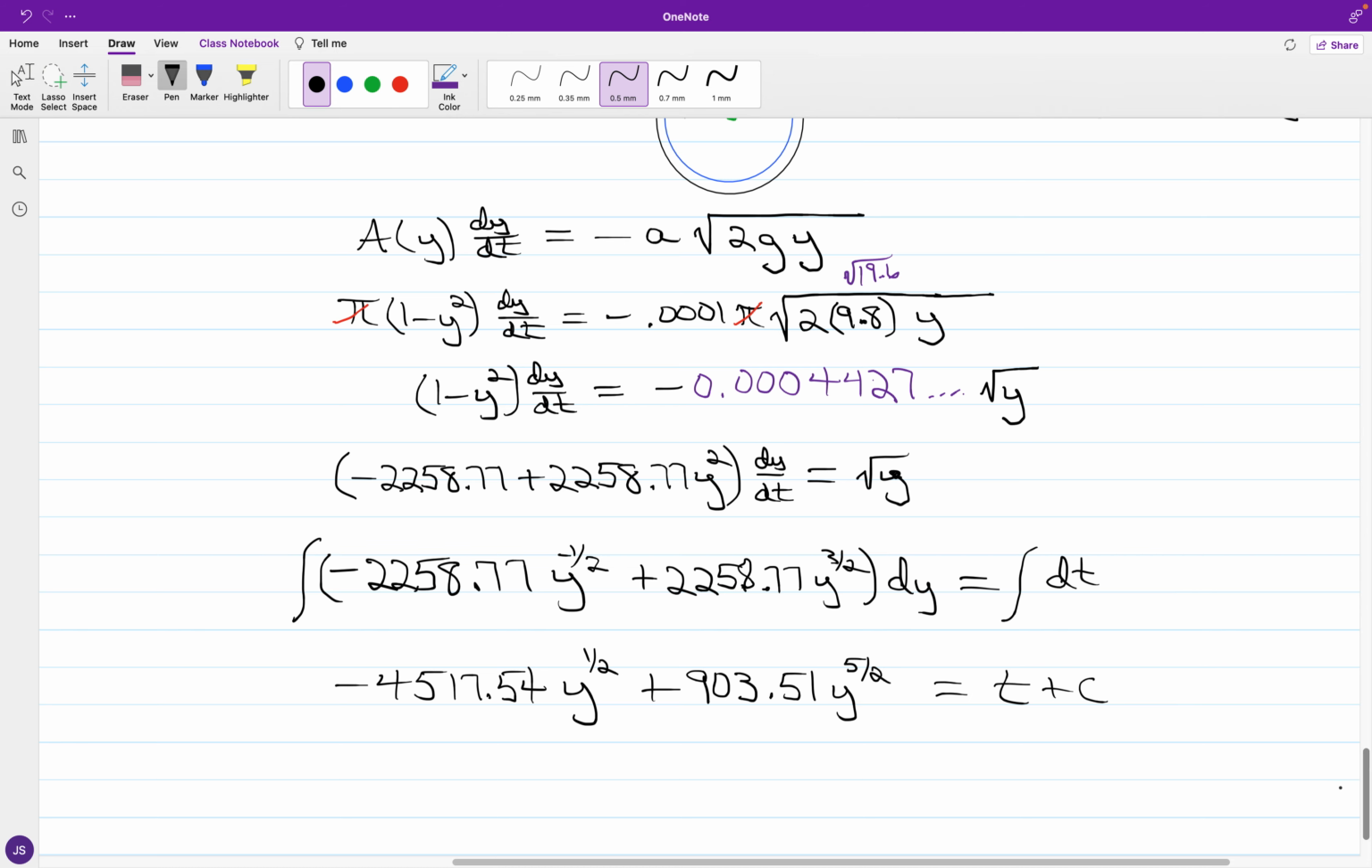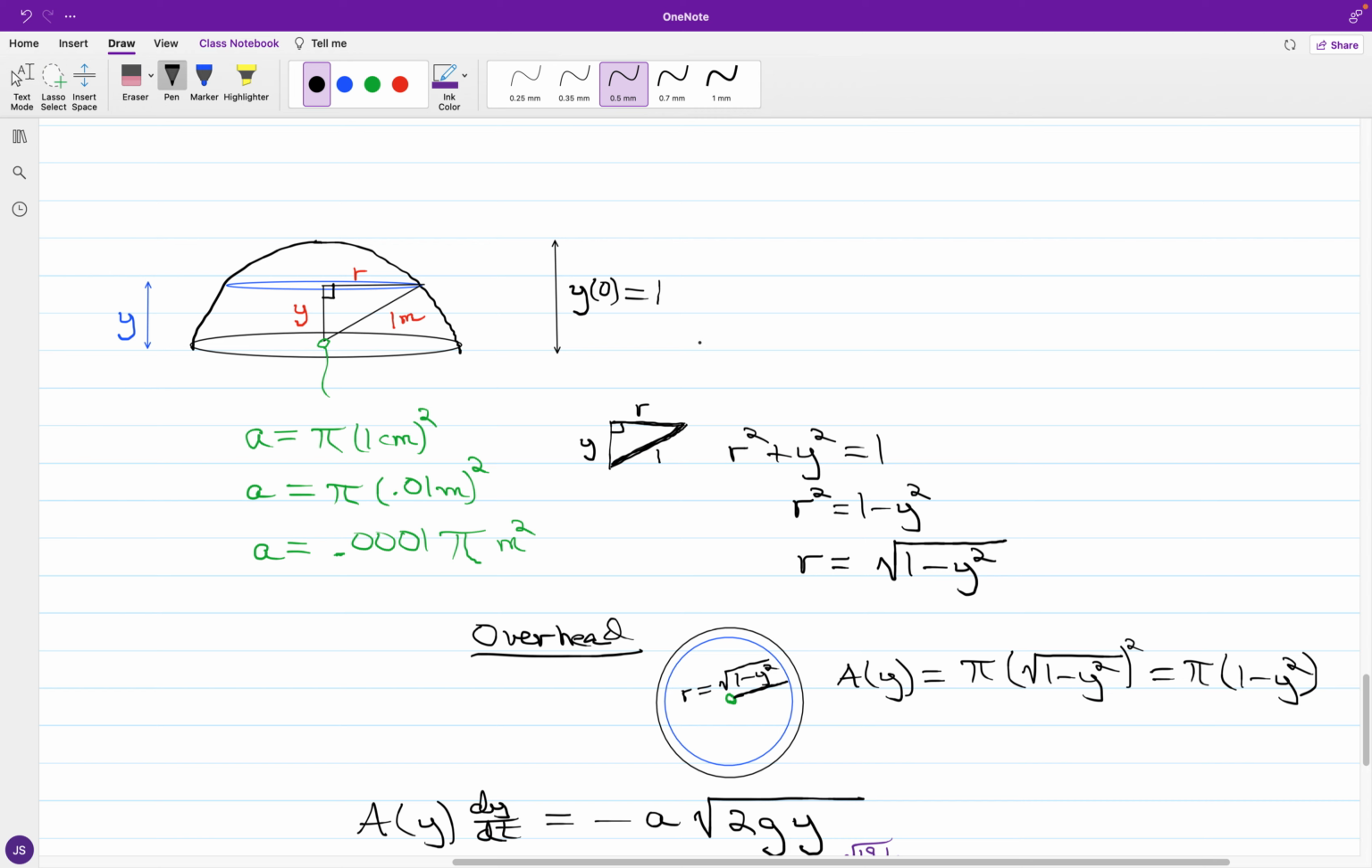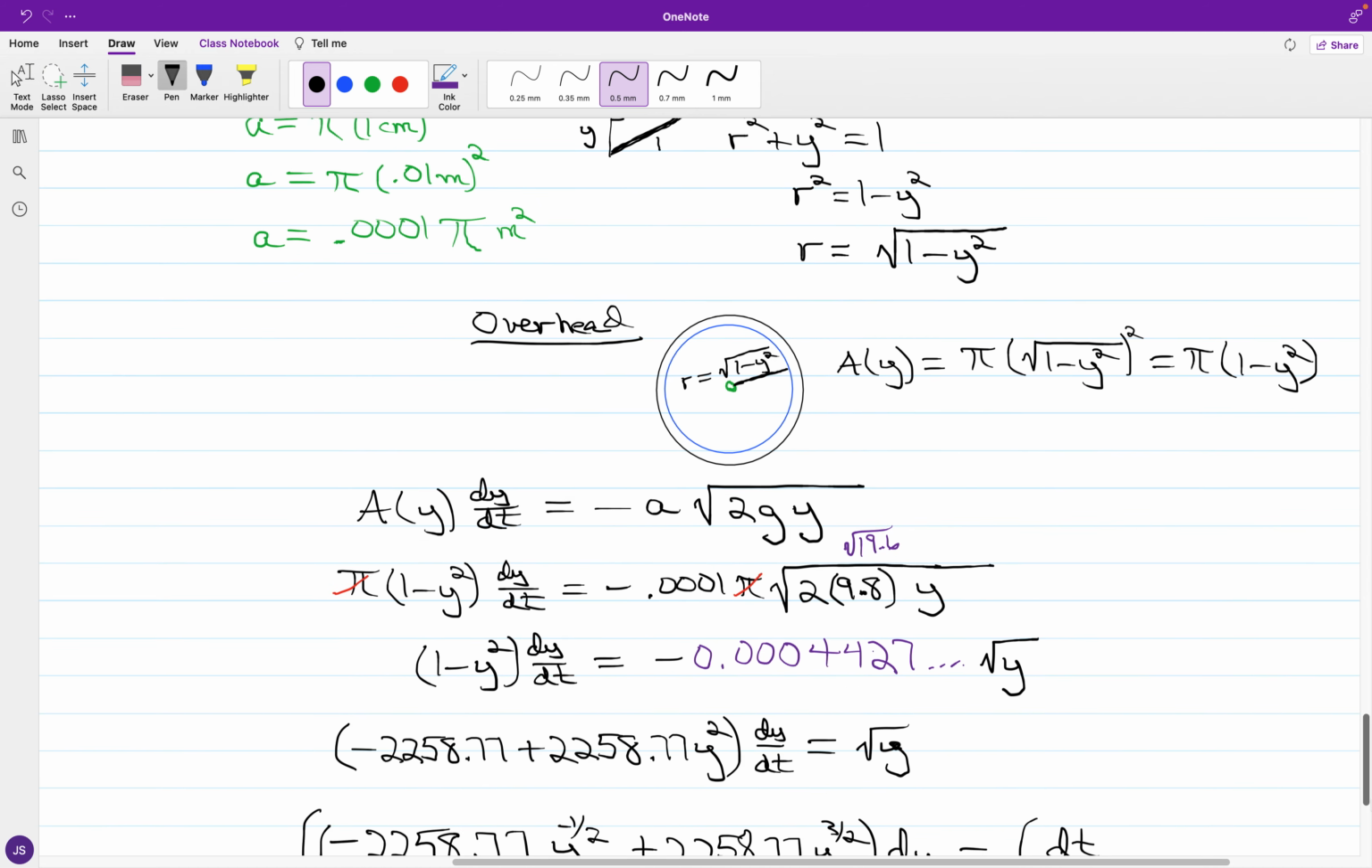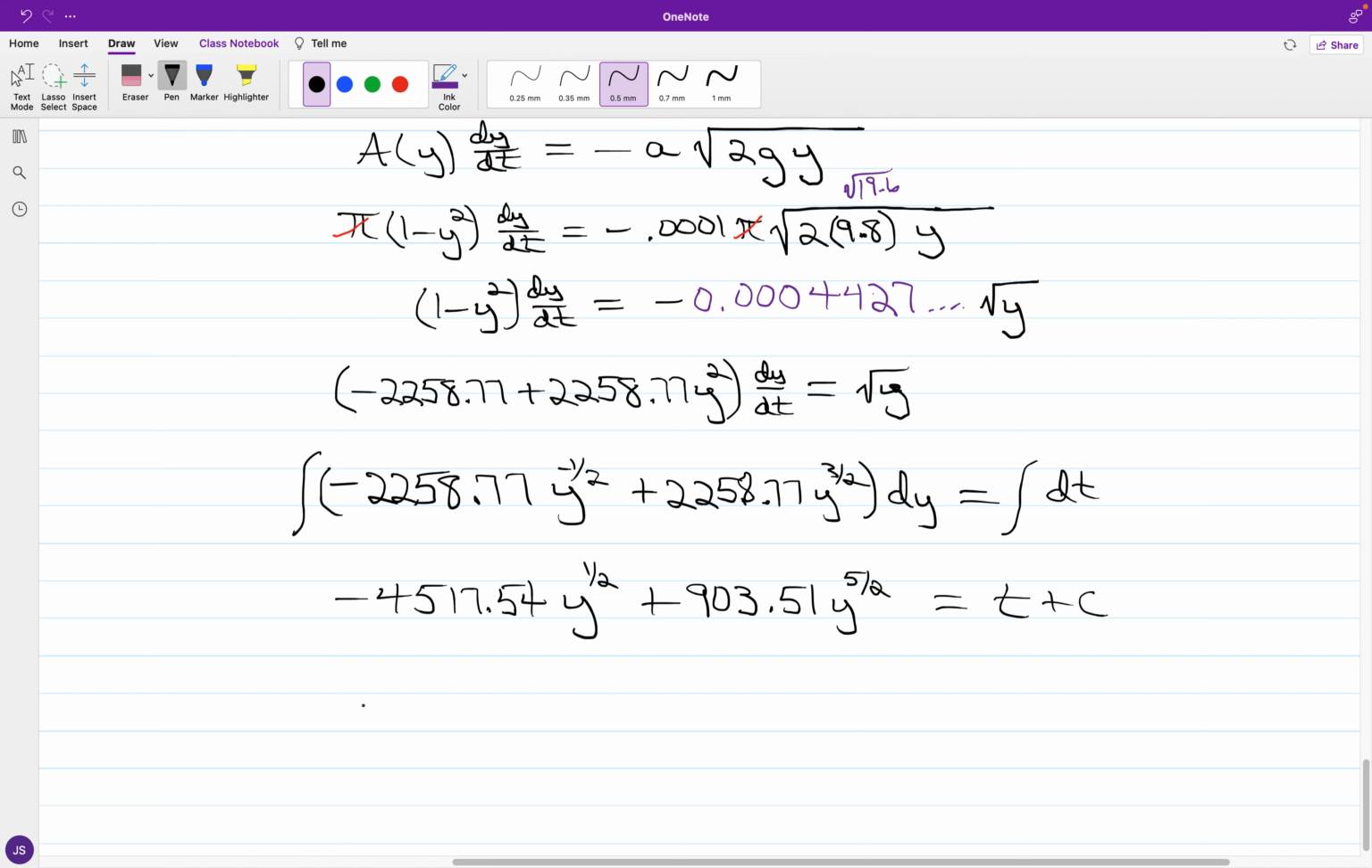plus c. And again, with the initial liquid level, you have y naught is equal to 1, since the hemispherical tank was initially full. So with y naught equal to 1, if I have y at 1 and t at 0, this will distill to where the constant is equal to minus 3614.03.